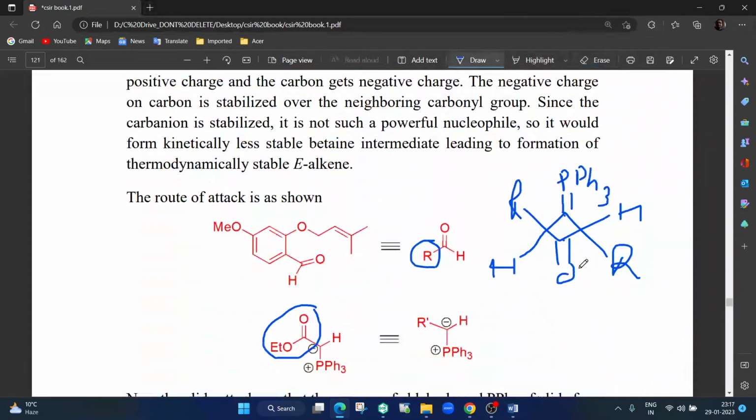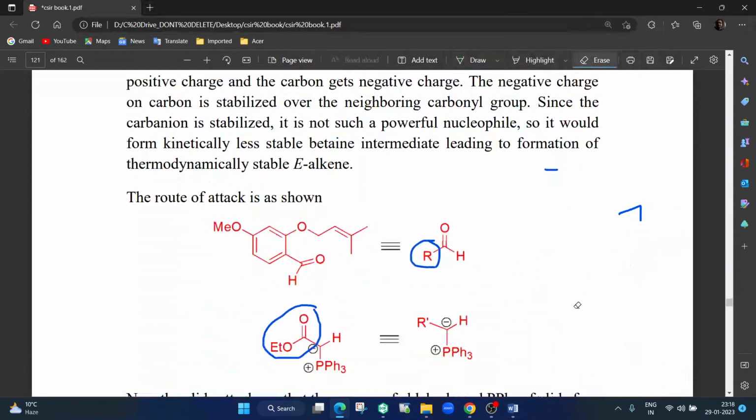So now this is a much more stable intermediate because the two bulky groups are far apart and these two interact. So you are having this negative charge here and positive charge here. So let me delete this bond, so that this goes and attacks on this, and then rotation occurs. When the rotation occurs, the two R groups come on the same side and you get a thermodynamically less stable product. But here, because the phosphorus ylide is stabilized, it can wait.